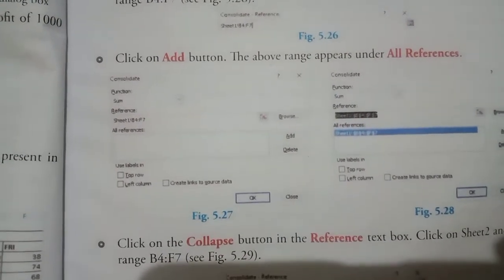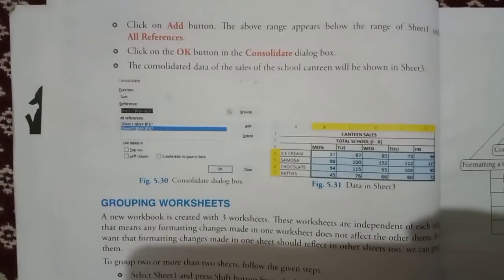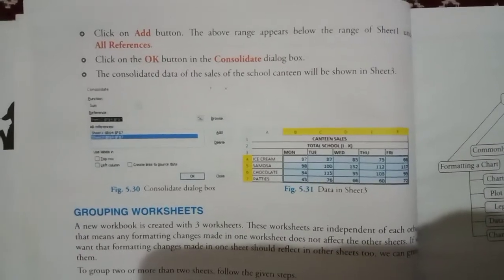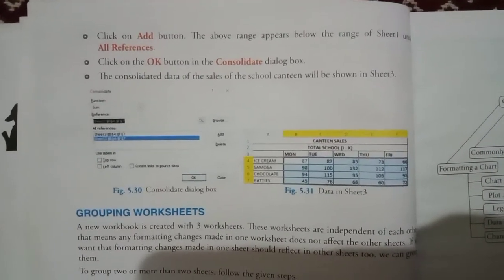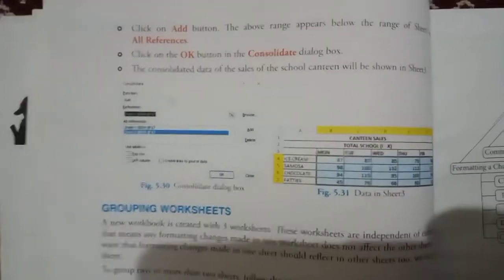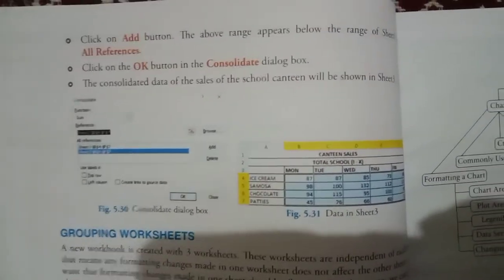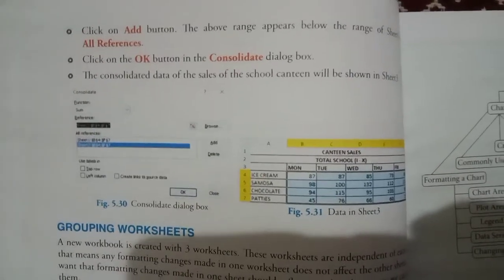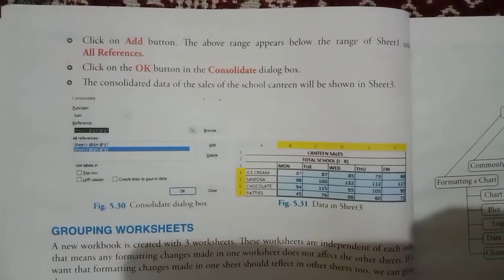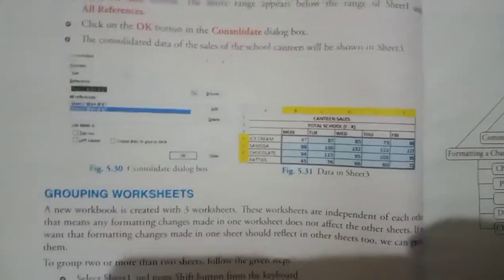You can look at it in figure 5.29. 5.29 is here, right? Click on the Add button. The above range appears below the range of sheet 1 under All references. It is going to look like this in front of you. Click on the OK button. The consolidated data of the sales of the school canteen will be showing like this.